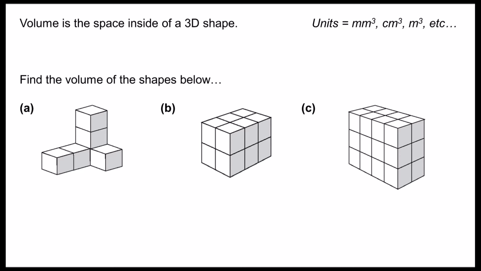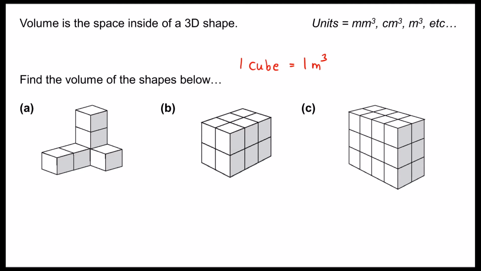In our example, we're asked to find the volume of some shapes which are made up of cubes. In questions like this, it will tell you what the volume of one cube is. So let's assume for all of these questions, one cube is equal to 1 metre cubed. I can therefore work out the volume of these shapes by counting the cubes. It's important that you include any cubes that might be hidden by the orientation of the picture.